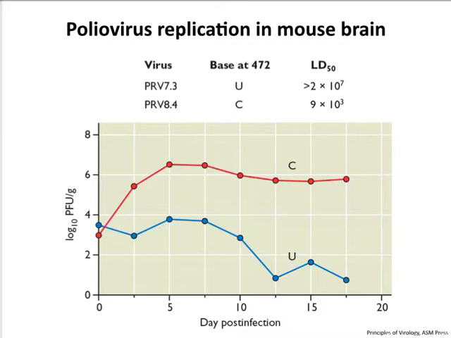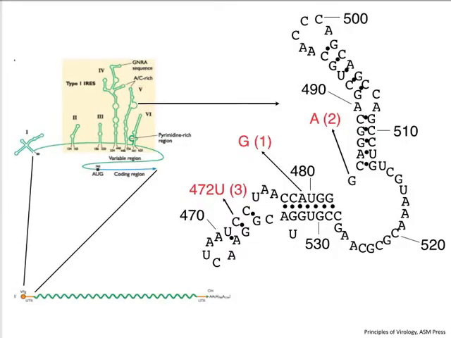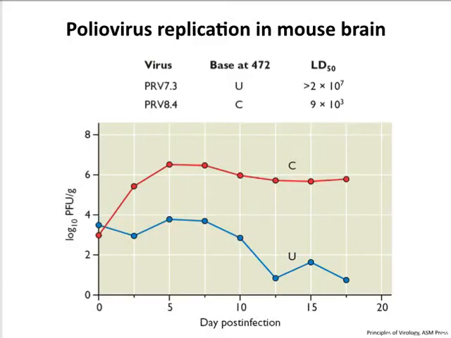This is infection of transgenic receptor mice with polioviruses, and two viruses are used in this experiment, and they differ only by one base, at base 472 in the 5' non-coding region. Let me go back and show you where that is. Here, 472. The wild-type virus has a C. The vaccine strain of Albert Sabin's has a U. Now, if you take viruses with a C or a U and you inject mice intracerebrally, on the top, here's the virus with a U.